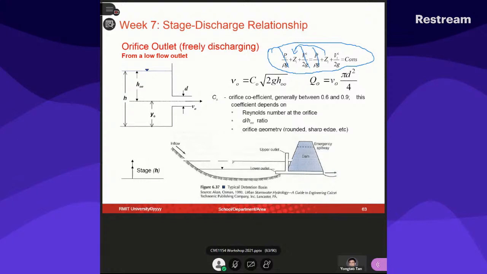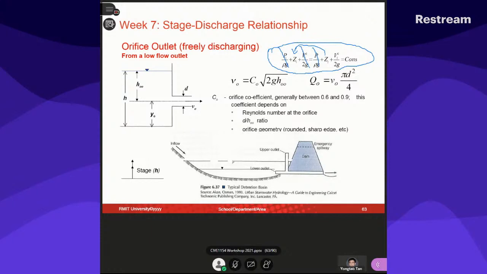Z1 minus Z2 is the head, HOO. It's the head loss of the water, because at the inlet the water is higher than the outlet. The head loss is actually the difference of the potential energy, the change of the potential energy. So HOO is the head change.